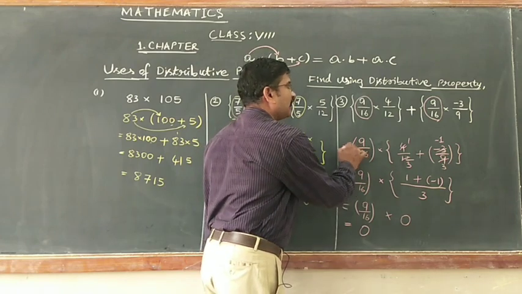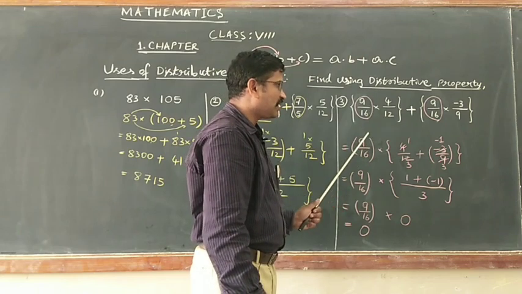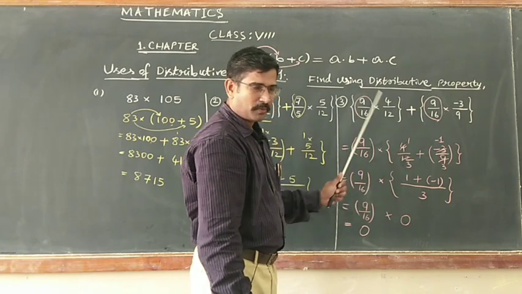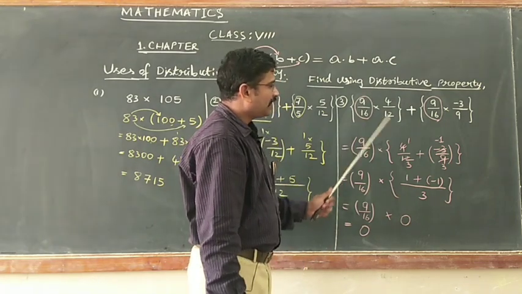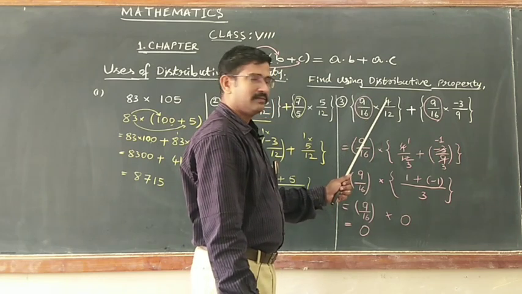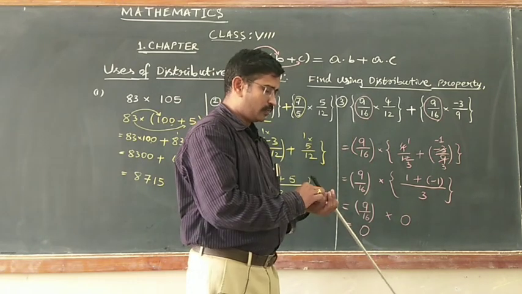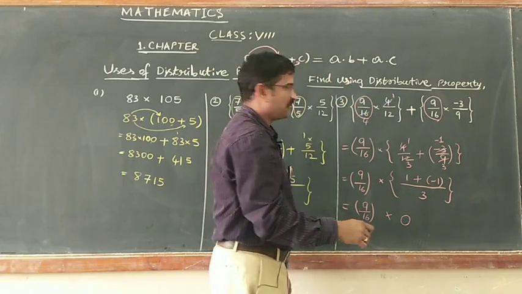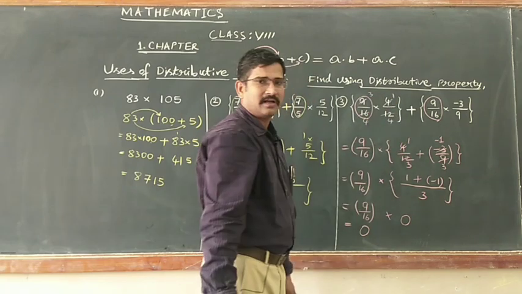See children, when we multiply individually and do the simplification, we will get 0. Separately, and also using the distributive property, we get 0. But the thing is, using the distributive property, this process becomes easy. Otherwise, you have to multiply: 4 ones are 4, 4 fours are 16. You have to do a lot of simplification. Cancellation: 3 threes are 9, 3 fours are 12.